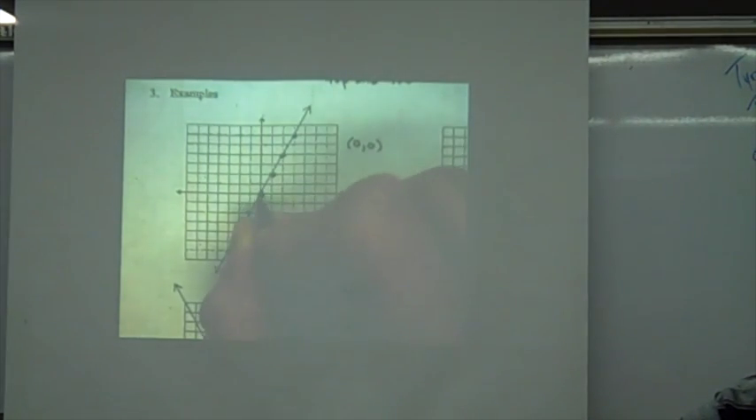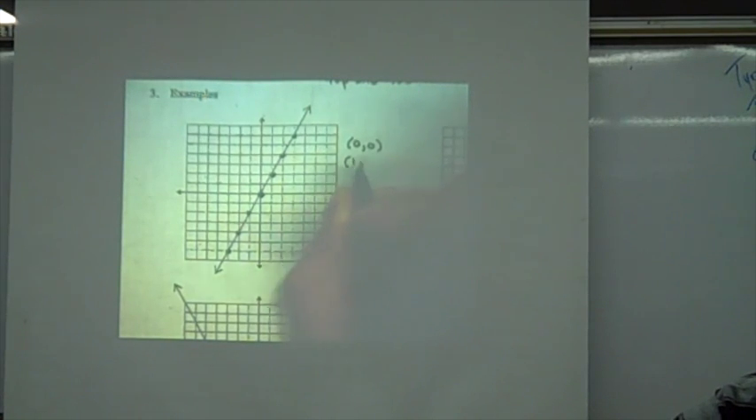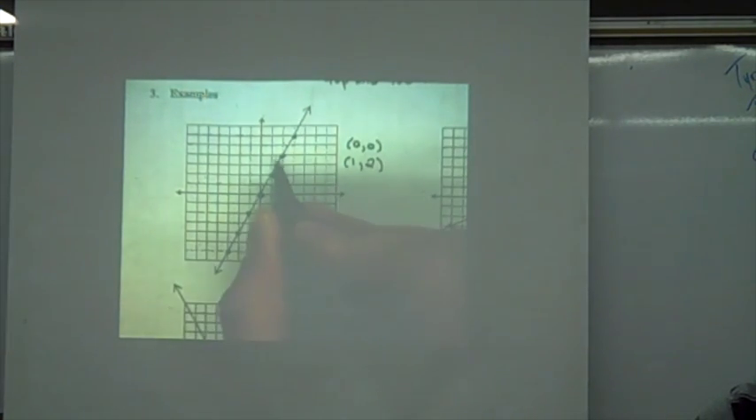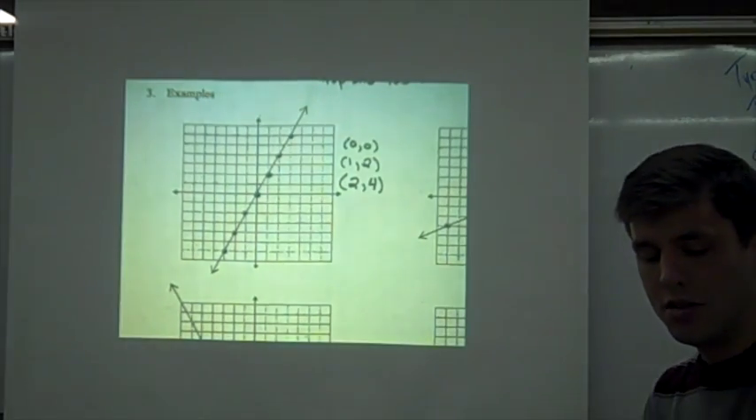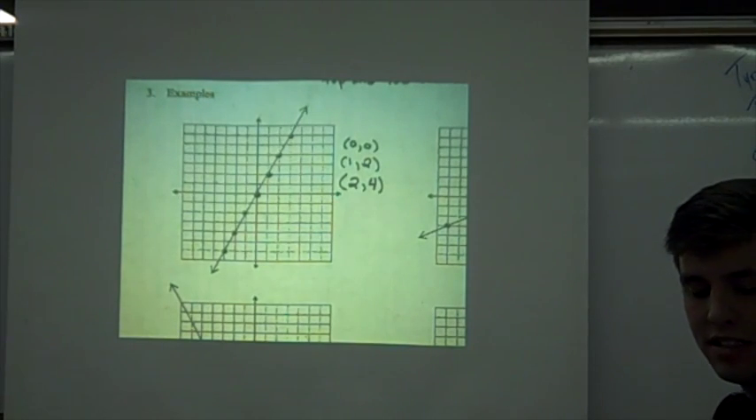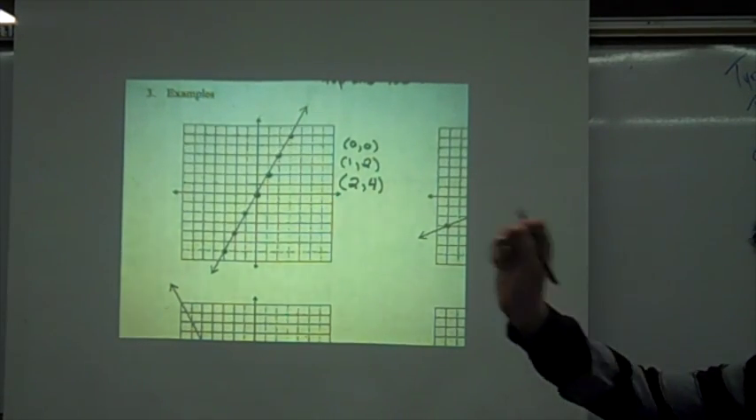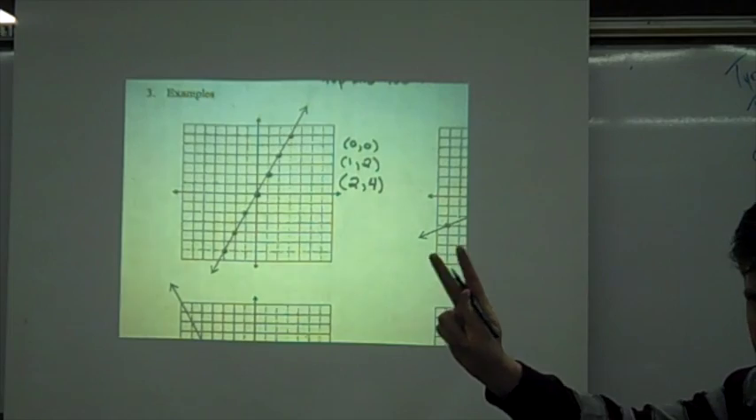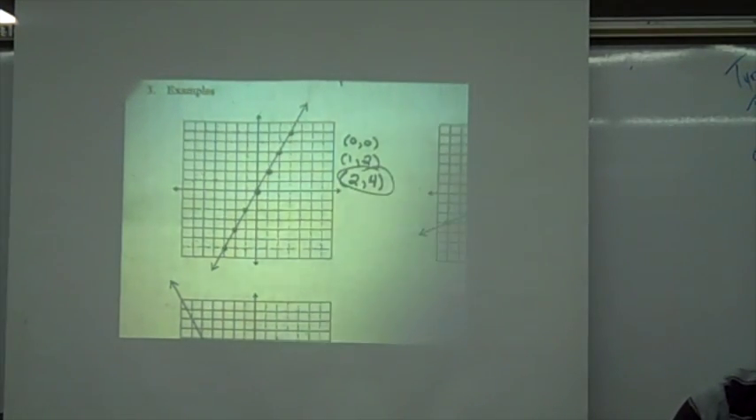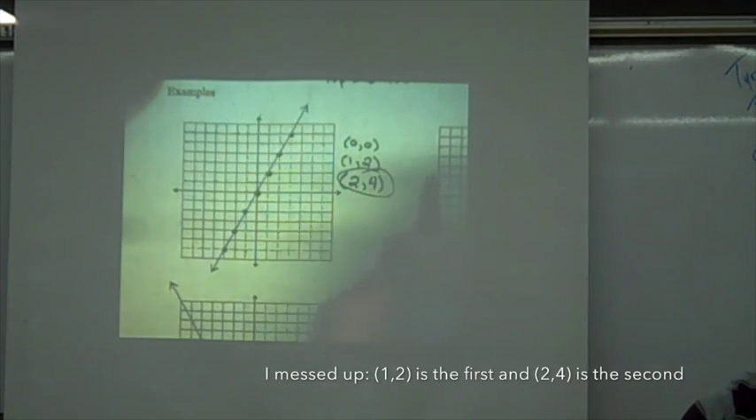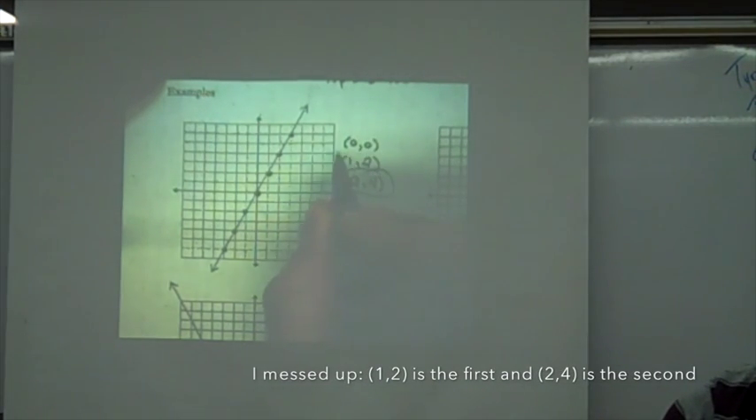This coordinate is 1. It's 1 over and 2 up. This coordinate is 2 over and 4 up. Okay. So we have a few coordinates. Now we need to figure out our first coordinate and our second coordinate. In the first one, I'm going to choose this guy. In the second one, I'm going to choose this guy.